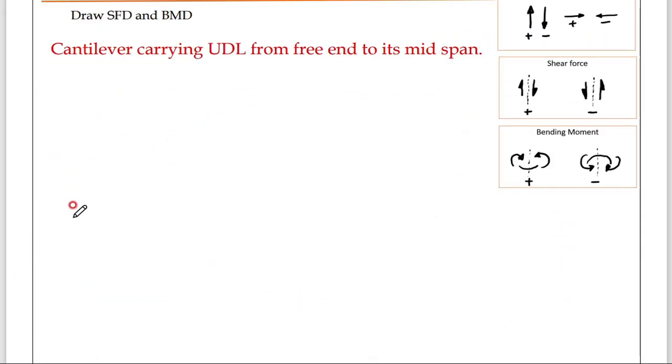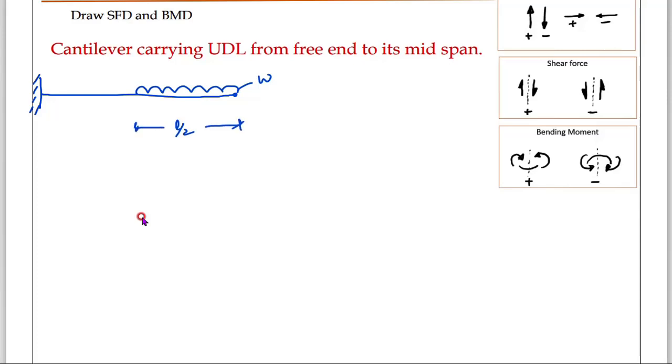Right? You write all these points on the right side. Okay, the last one. Cantilever carrying UDL from free end to its midspan. Free end to midspan, this is very important. Now look here. I will not write the right side points, I will just indicate. Free end to midspan means this is your UDL, and UDL is W. This distance is L by 2 because midspan, and this distance is also L by 2.